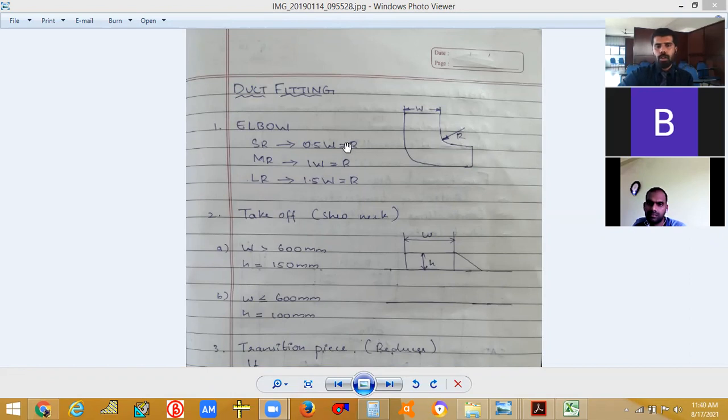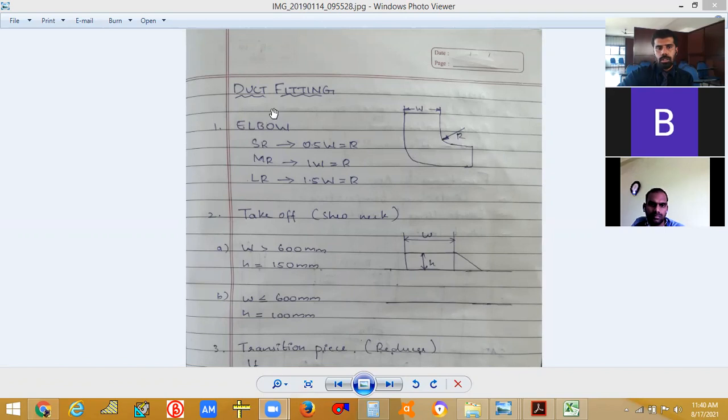Now, coming to duct fitting, this is the elbow. This is the width of the elbow, and this is the radius. We need to know how much radius we have to give when we are drafting. Otherwise, how will you draw an elbow? Without this radius, you won't be able to draw this elbow, right?